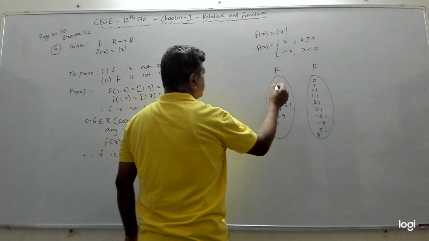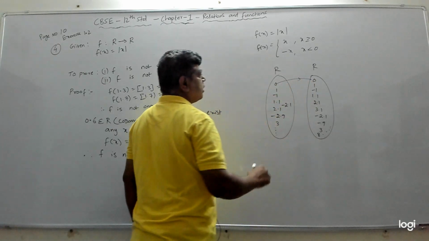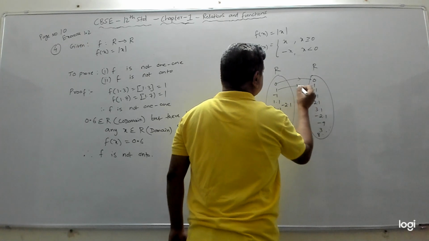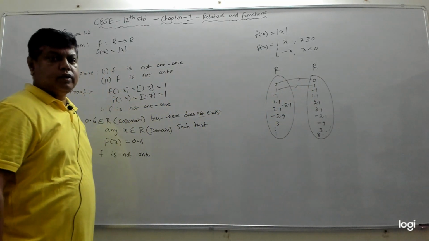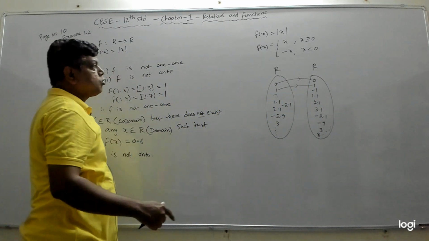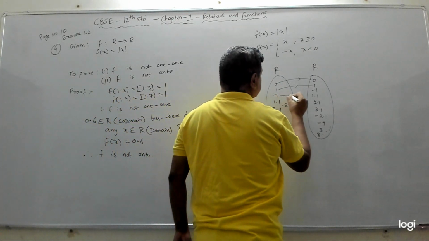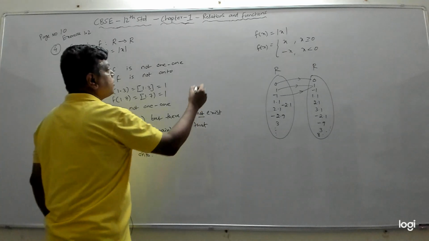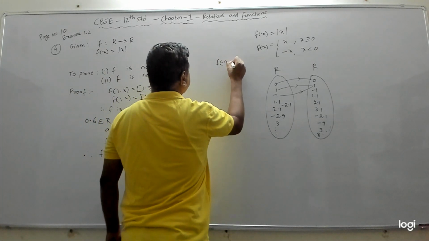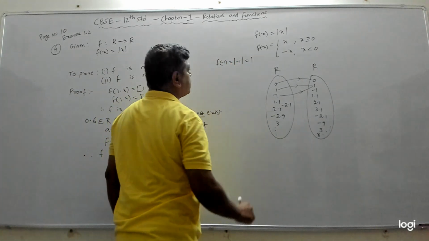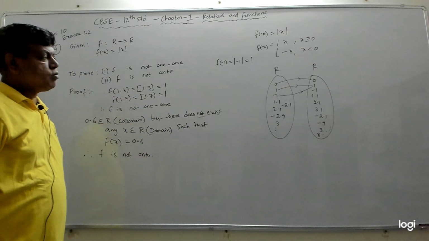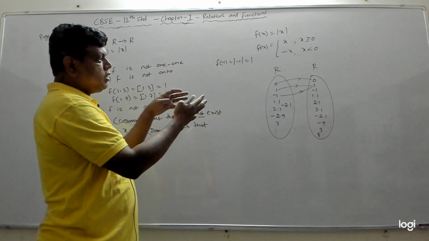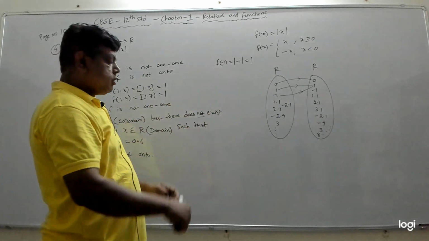Now 0 goes to where? f of x is mod x. f of 0 is mod 0, which is 0. 1 goes to 1. f of 1 is modulus of 1, which is the absolute value, 1. Minus 1 will also go to 1, because f of minus 1 is mod of minus 1, which is 1. So 1 goes to 1, and minus 1 also goes to 1. Clearly this shows that it is many to 1, which means it is not 1 to 1.